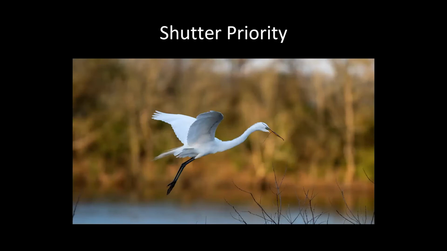This is an example of when shutter priority is handy. As you can see, the bird is flying. This is out at Smith Oaks Rookery. I'm not actually panning, as you can tell from the background, but I have a high enough shutter speed where I've got sharpness on all the features you want, the eyes, the head, and I get just a little bit of movement in the wingtips and the tail, to where you can tell that the bird's actually moving a little bit.